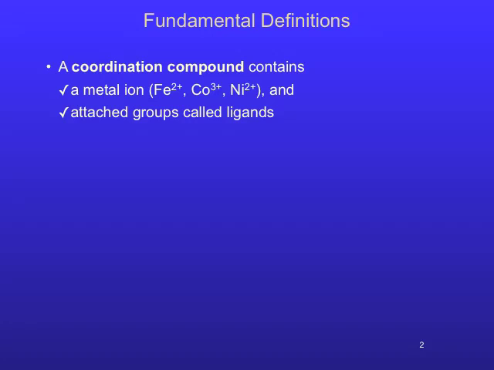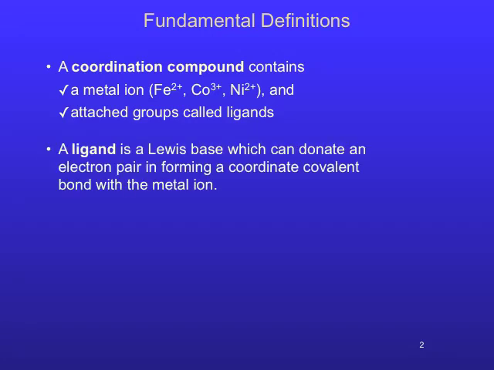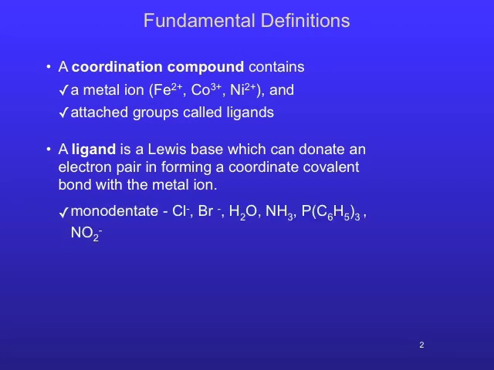Coordination compounds are those which usually contain a transition metal, such as iron, cobalt, or nickel, and attached groups called ligands. A ligand is a Lewis base which can donate one or more pairs of electrons to form a coordinate covalent bond with the metal, which is a Lewis acid. Both electrons in a coordinate covalent bond are provided by the ligand.